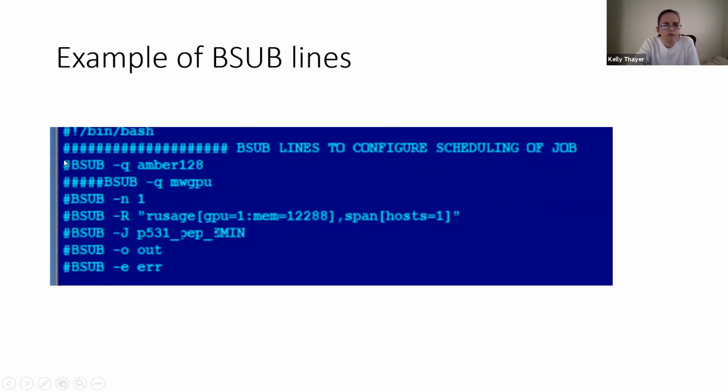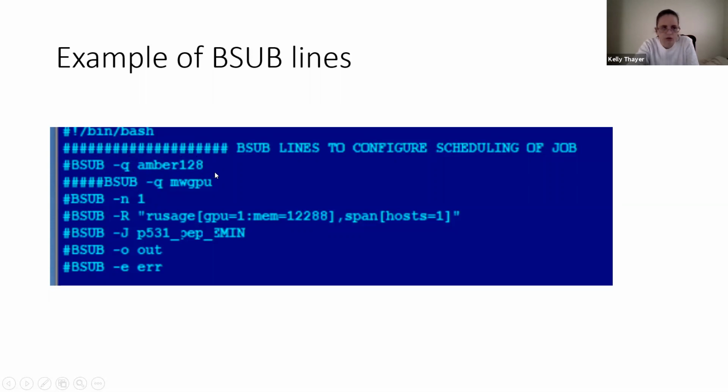So here we have the prescribed format for the bsub: a single pound, and then exactly bsub in capital letters. And so now the scheduler is like, okay, this line is for me. And so we have -q, and then we're going to give the name of a queue here.